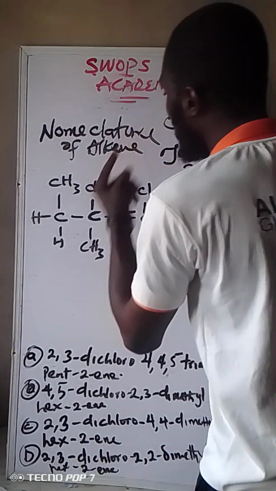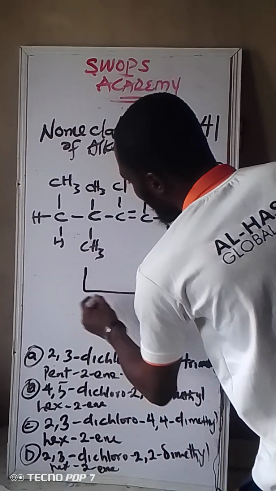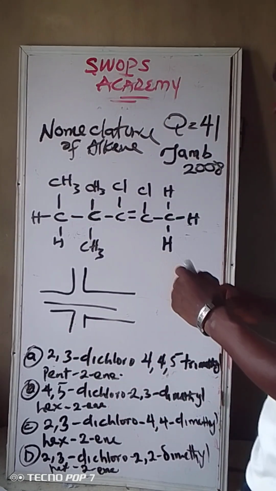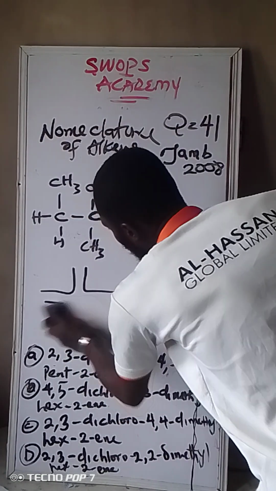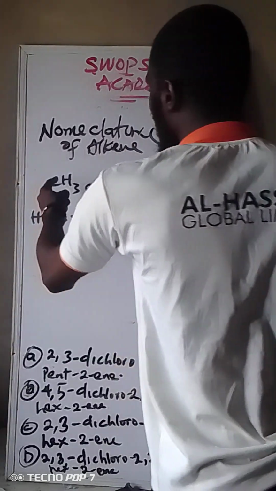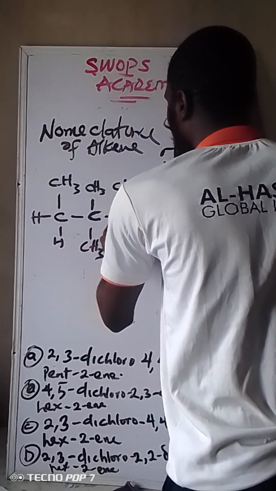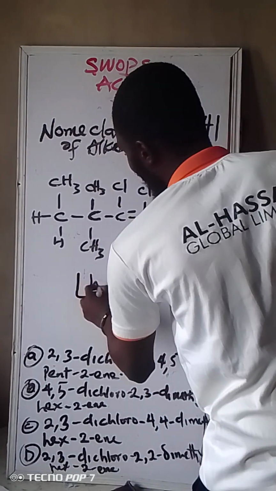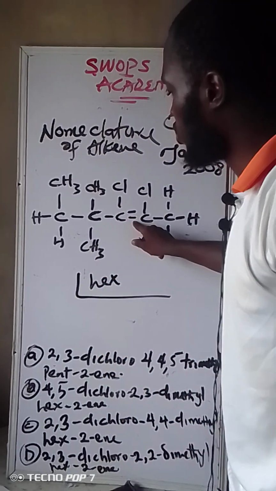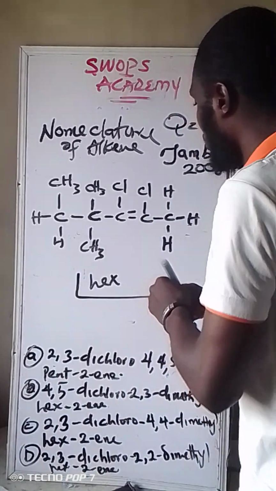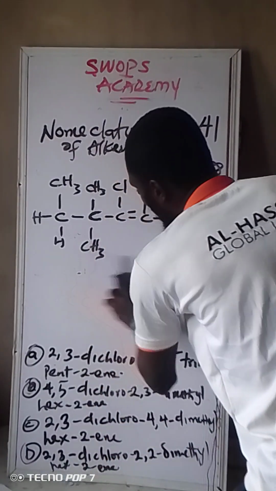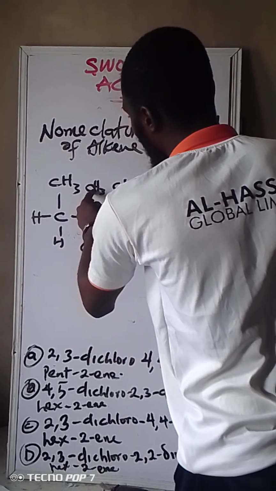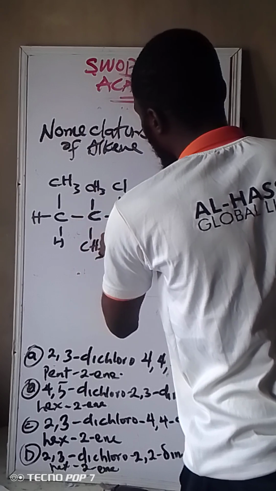Now, you can count like this, or like this, or like this. So what are we counting? The carbon. Are we together? So now let's count. This is carbon 1, 2, 3, 4, 5, 6. If we count like this, it is 6, which is hex. Hex what? It will be hex-something-ene. So now, that means we have hex there. Now, if we count from this second one, it is 1, 2, 3, 4, 5.